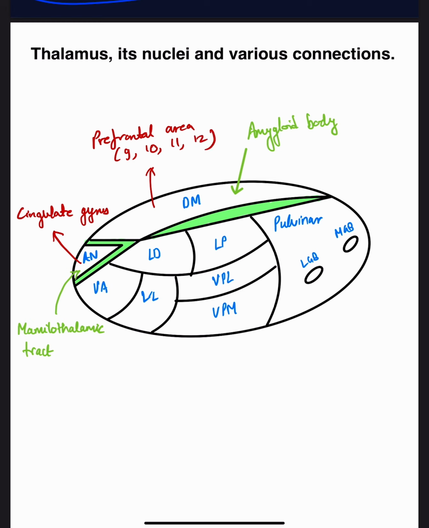Now about the ventral anterior. The ventral anterior receives impulses from the substantia nigra and also from the globus pallidus. And the ventral lateral also receives impulses from the substantia nigra and globus pallidus, plus it receives signals from the cerebellum and the red nucleus.